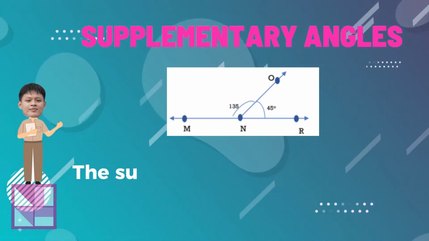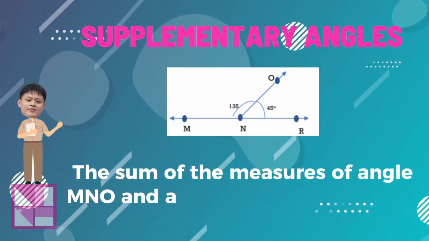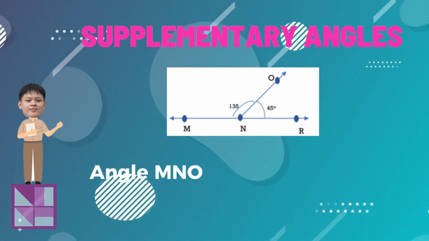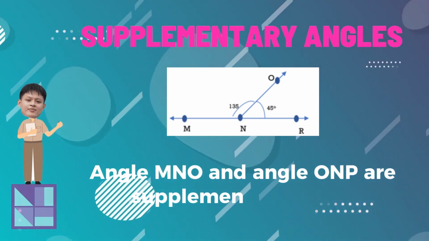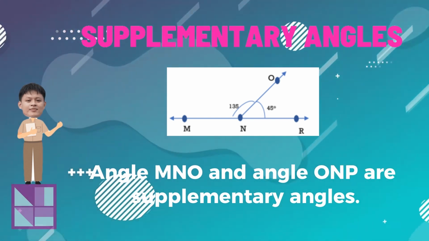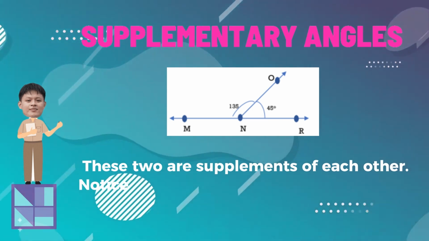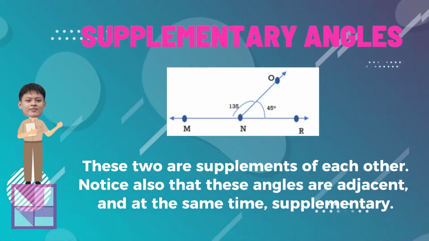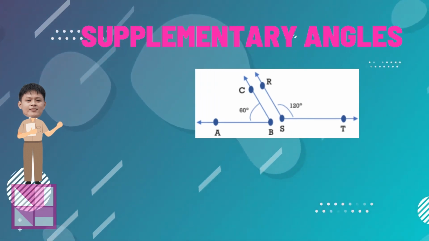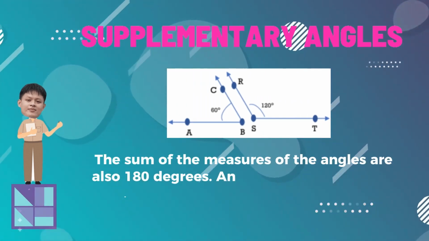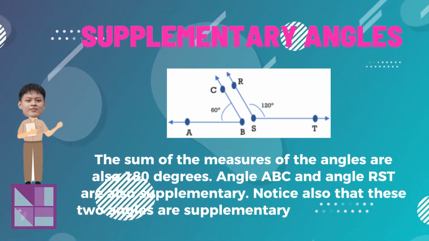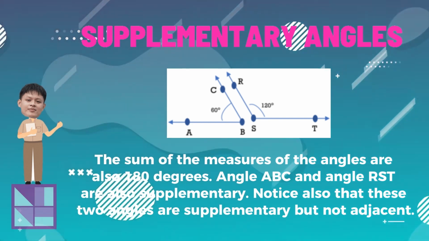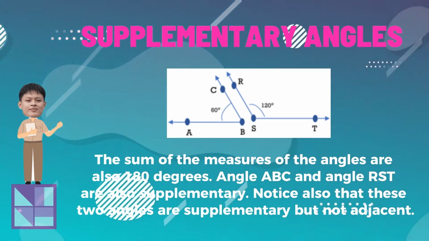Why? Because the sum of the measures of angle MNO and ONP is 180 degrees. Hence, angle MNO and angle ONP are supplementary angles. These two angles are supplements of each other. Notice that these angles are adjacent since they have a common side NO and at the same time are supplementary. On the other hand, in the second figure, the sum of the measures of the angles is also 180 degrees. Hence, angle ABC and angle RST are also supplementary. Notice also that these two angles are supplementary but not adjacent.